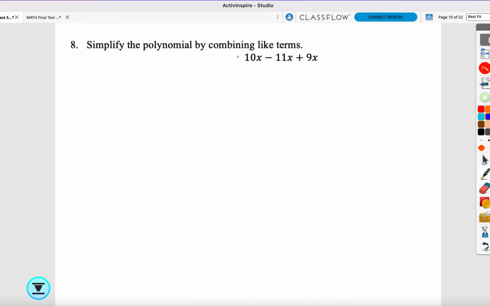Simplify the polynomial by combining like terms. They're all x terms, so we can add and subtract from left to right. 10x minus 11x is negative 1x, plus 9x. When we combine those two, we get a positive 8x. And we're done.